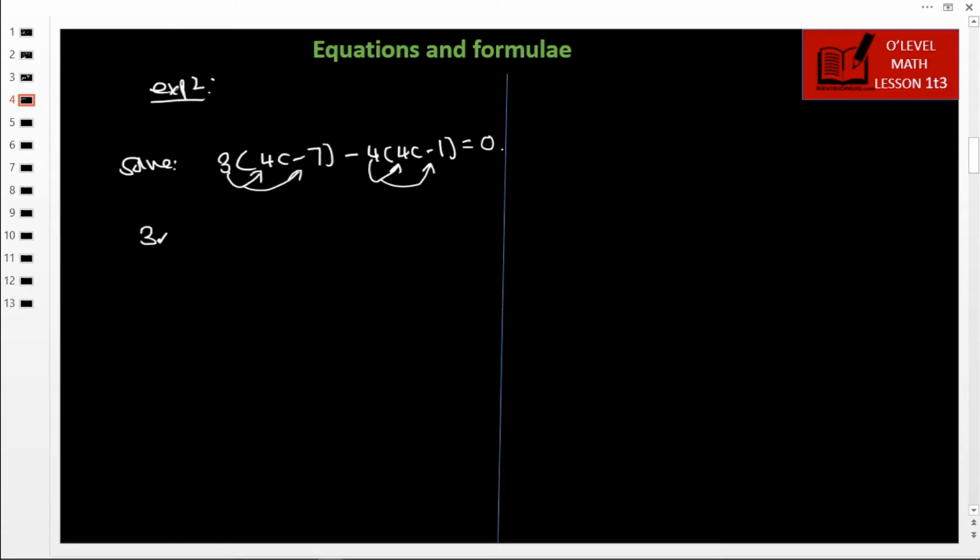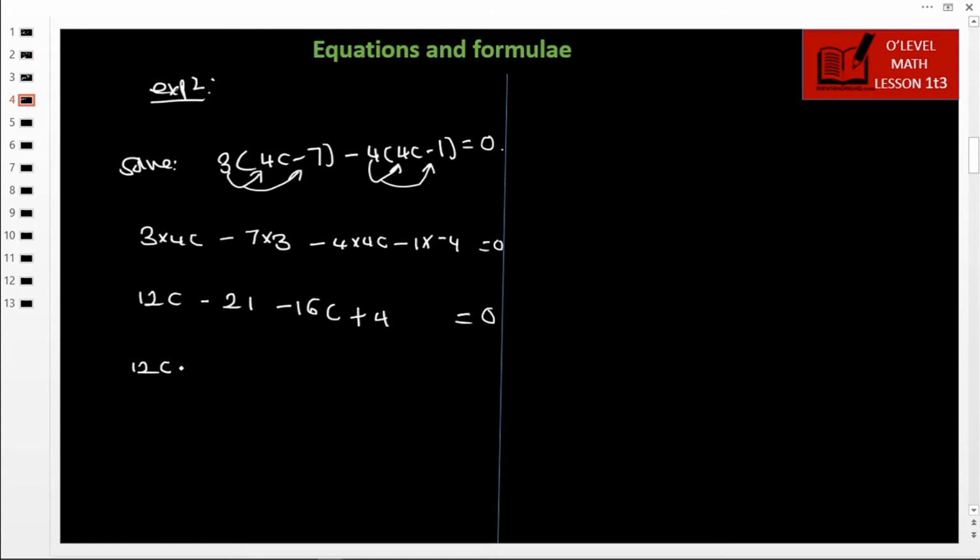So this is 3 times 4c, minus 7 times 3, then negative 4 times 4c, then minus 1 times negative 4. It's giving us 0. So 3 times this one, it is 12c minus 21, then minus 16c. Then when we look at this one, negative times a negative, that is a positive. So plus 4 is giving us 0. So we collect like terms: 12c minus 16c minus 21 plus 4 is giving us 0.